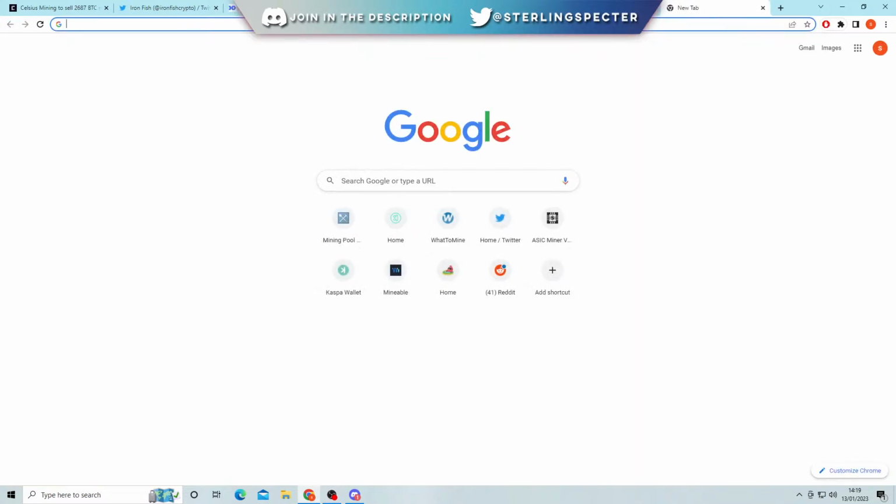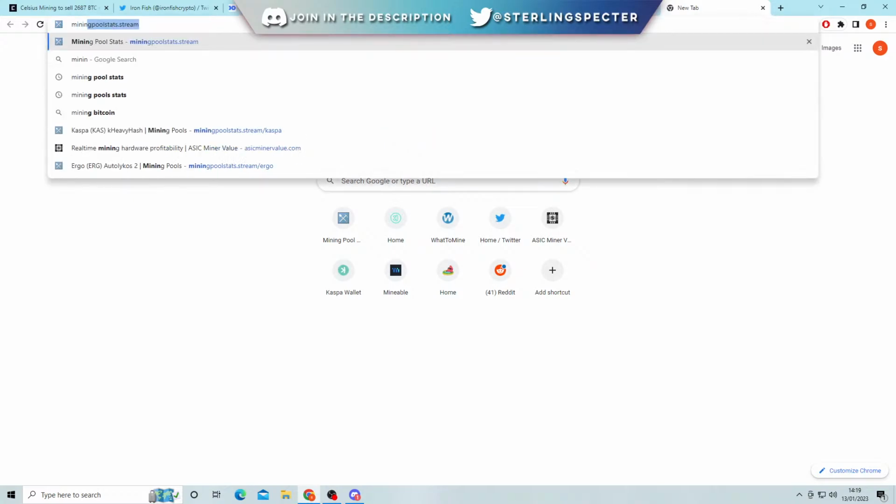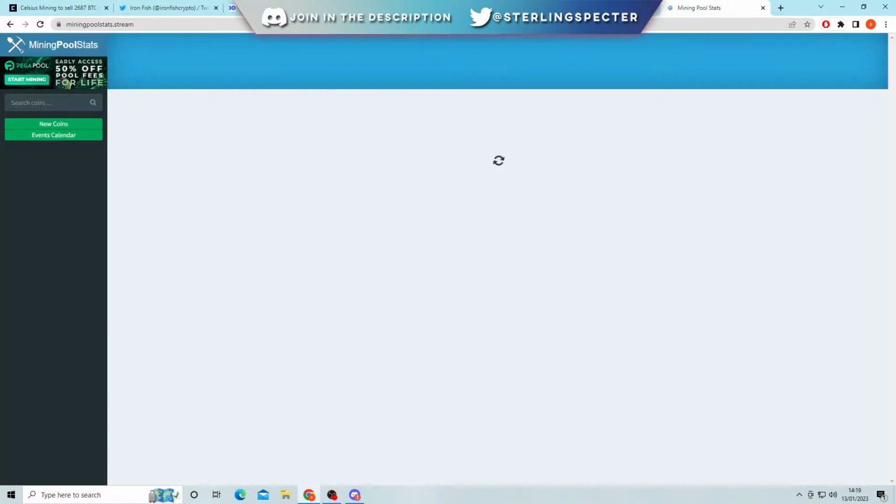But I did see an article the other day about how the top 2 Bitcoin mining firms had over 50% of the hash rate on the network, or was it the mining pools? I think it was the mining pools. If you go to mining pool stats, we'll have a look now.